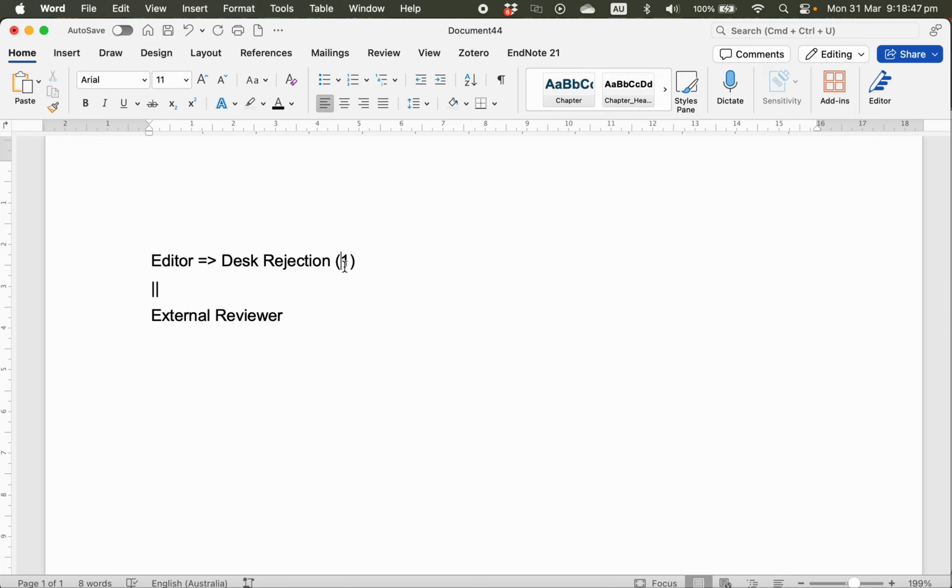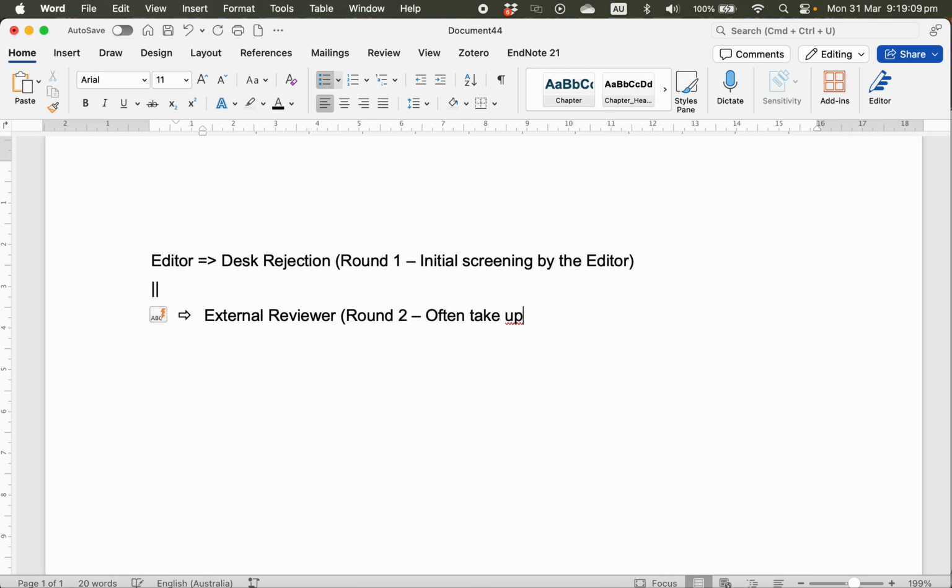This is the first one. If you pass round one, which is the initial screening by the editor, then you can go to round two, the external reviewers. This one often takes up to 3 months, and sometimes you can expect multiple rounds before your manuscript is ready for acceptance and publication. But there are still changes.